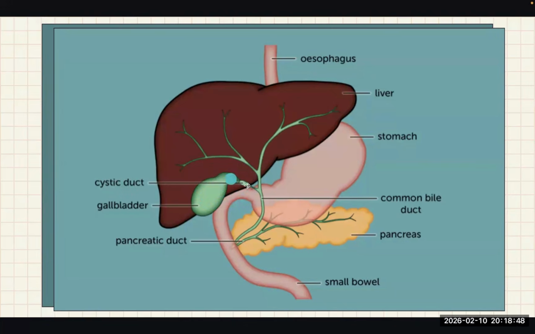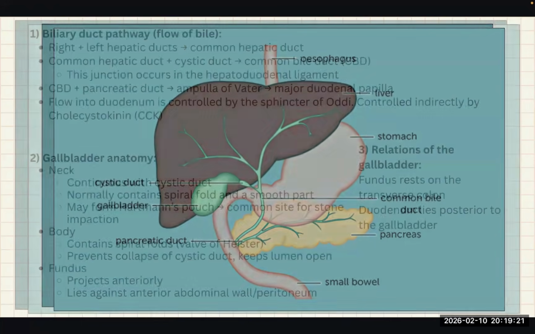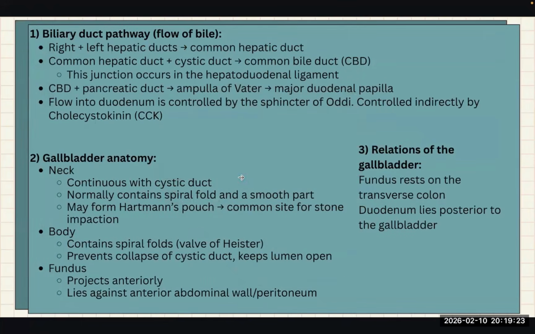Now the neck is continuous with the cystic duct, and it normally has two parts. The smooth part over here and the foldy part. Okay? If you guys see abnormal folds, that is known as the Hartmann's pouch. Okay, what is the Hartmann's pouch? It's the pouch that if you see it, you can tell that, okay, there has been a stone compaction. This person has been affected with kidney stones, okay? Or gallbladder stones, all right? Okay. So this is a word form of everything I've mentioned.